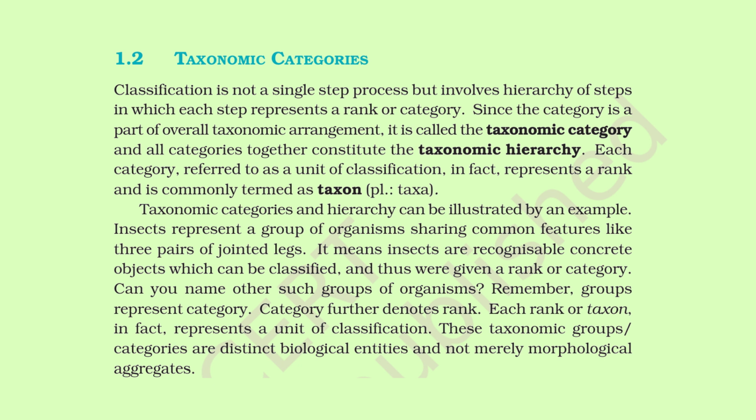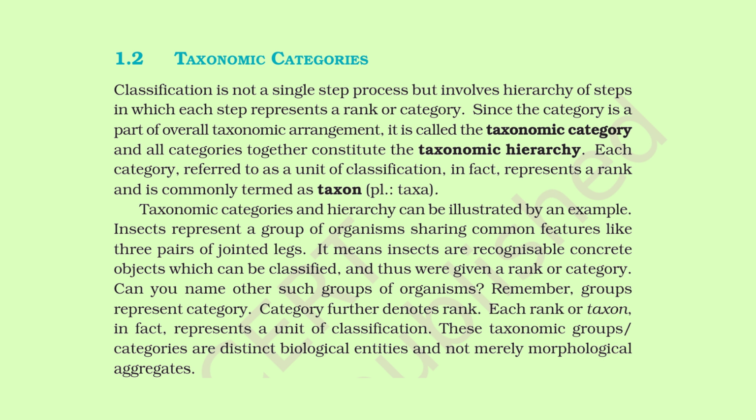1.2 Taxonomic categories. Classification is not a single-step process but involves hierarchy of steps in which each step represents a rank or category. Since the category is a part of overall taxonomic arrangement, it is called the taxonomic category, and all categories together constitute the taxonomic hierarchy. Each category, referred to as a unit of classification, in fact represents a rank and is commonly termed as taxon, plural taxa. Taxonomic categories and hierarchy can be illustrated by an example.